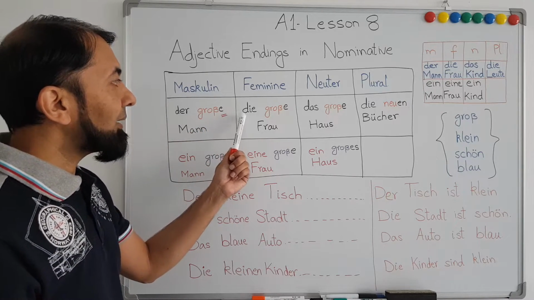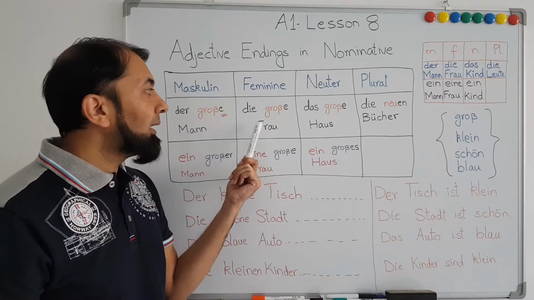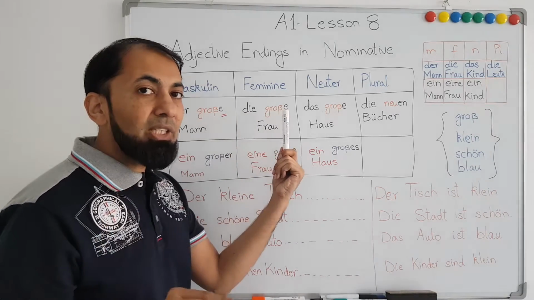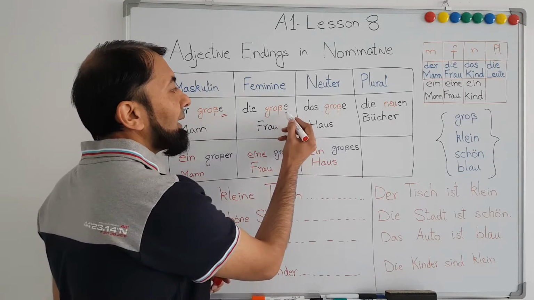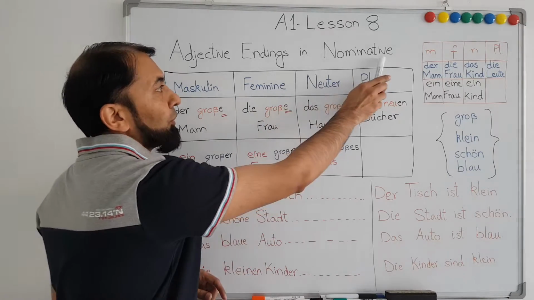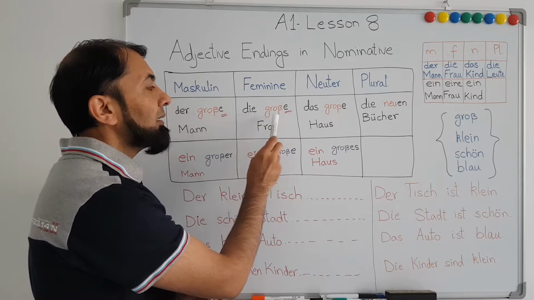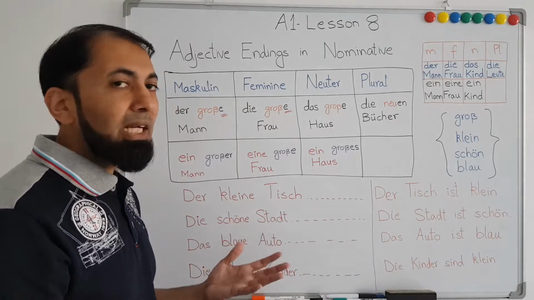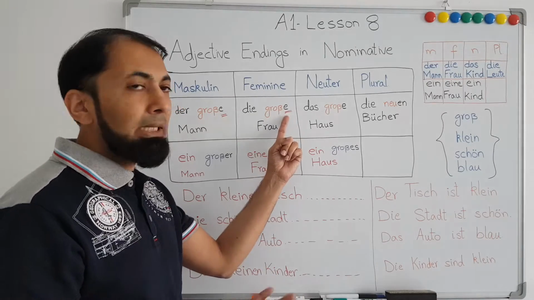Now if the noun in German language is feminine, then we use the article, and if we want to use additionally an adjective, we will also add an e at the end of the adjective in case of nominative. So die große Frau, die schöne Frau, die kleine Frau. So every adjective will take an e before the noun.